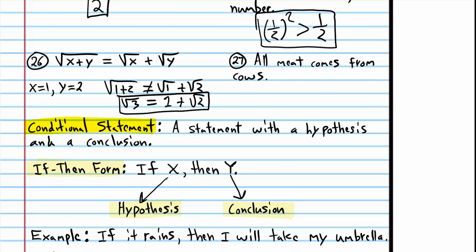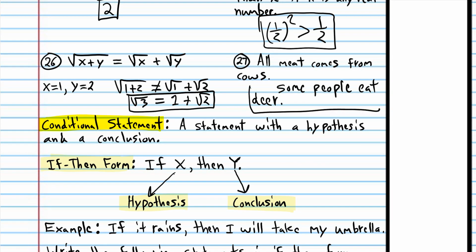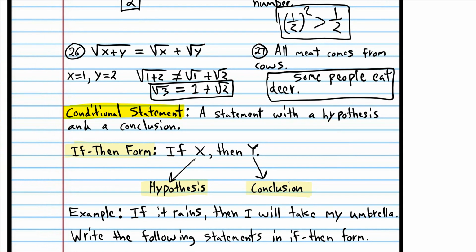All right, number 27. Pause the video. When you come back, we'll do it together. All right, we're back. All meat comes from cows. What's a counterexample of that? Well, if you said some people eat, I don't know, deer. Let's just say deer. If you said some people eat deer, then that's a good example. You could have come up with many, many other examples. All meat does not come from cows, so we came up with a counterexample. So if you came up with something like that, good job.